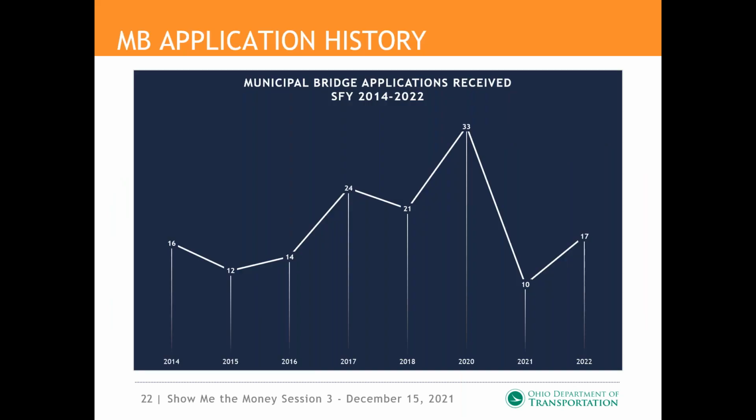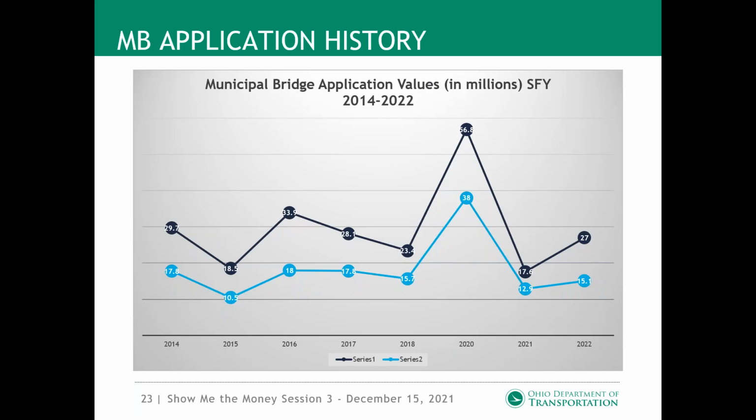So here's just some history. You can see we kind of have been up and down throughout the years, and like Jeff Peyton alluded to, we think that large dip was due to financial constraints and uncertainties due to COVID-19. But you can see it kind of picked back up a little bit last year. And then the amount asked for, we peaked at just under $57 million in 2020. This is an $11 million a year program. And you can see even last year we did get $27 million worth of applications.